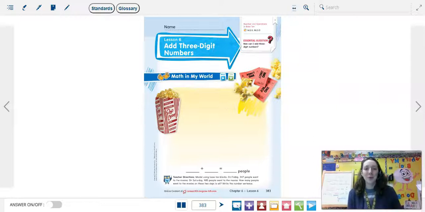Hi friends, today we're going to work on lesson 6 in our math book, putting all the things we've worked on so far in this chapter together to add 3-digit numbers. Okay, so open up to page 383 in your workbook to follow along.